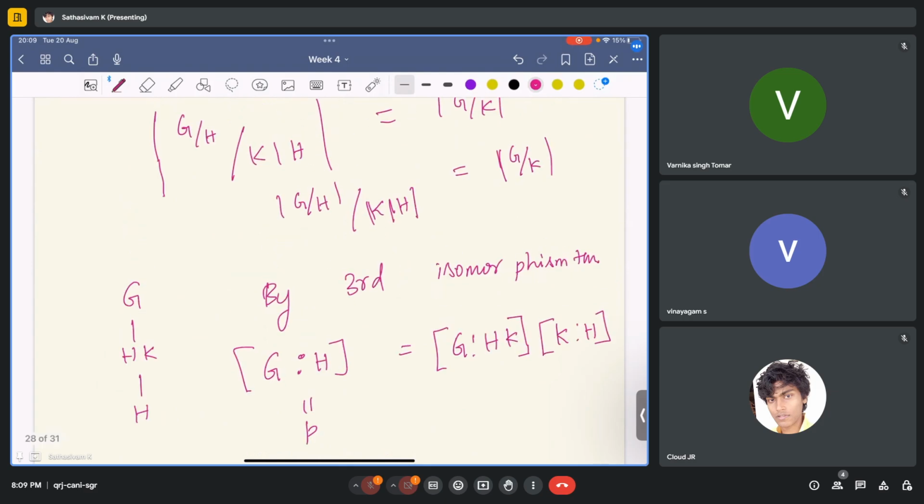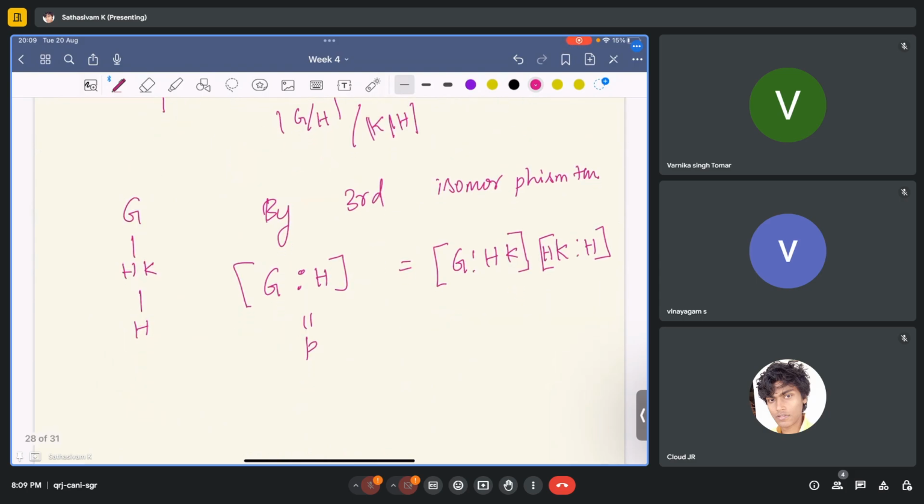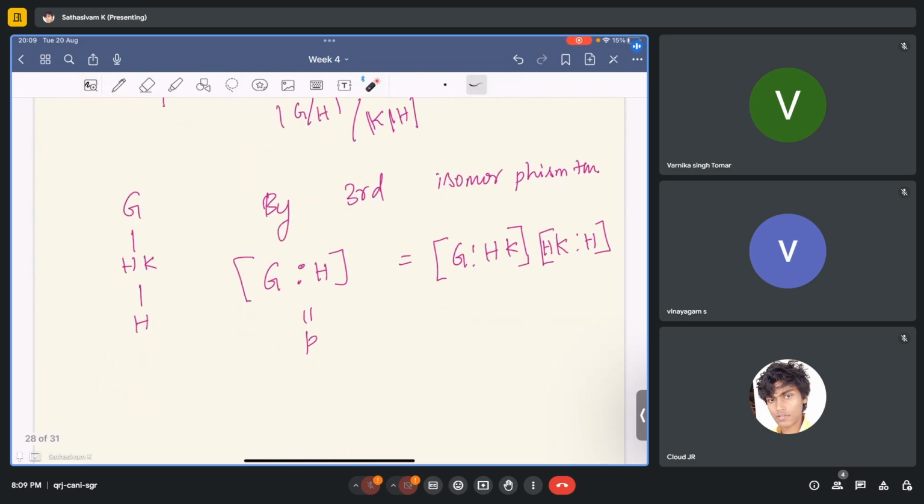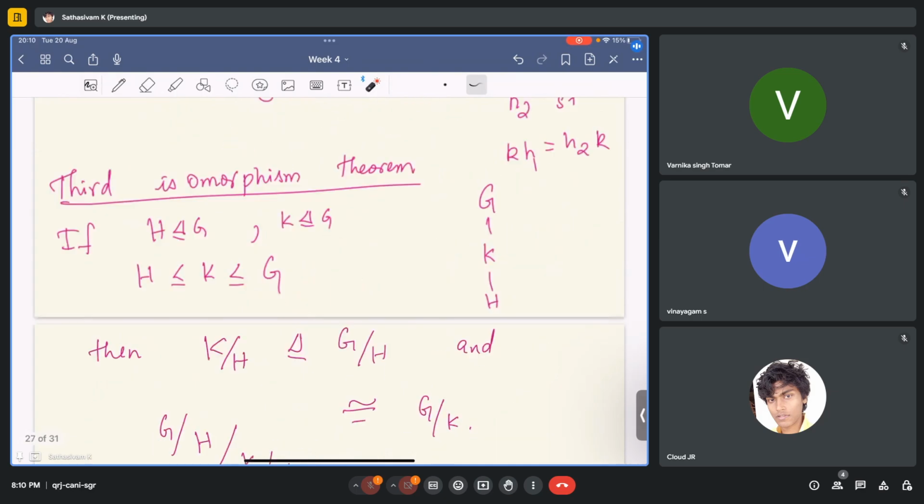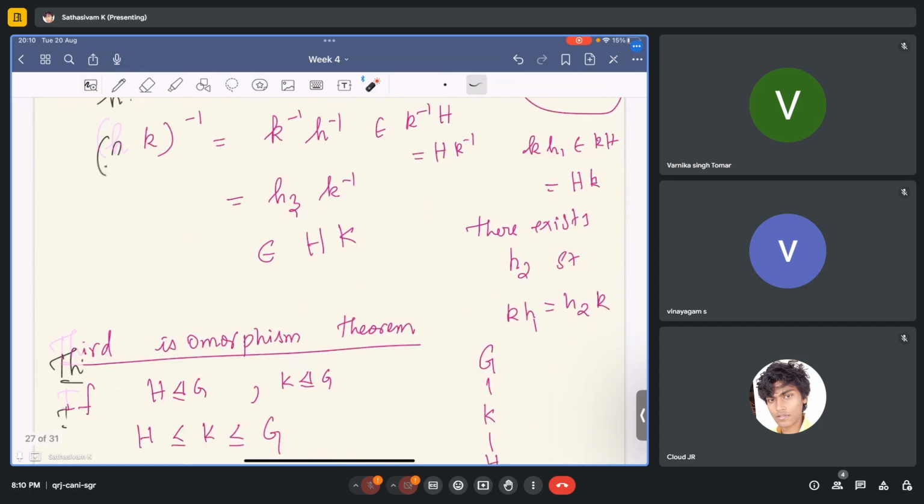G by H, K by H, no, just give me a minute. HK by K. Okay, so this is what we know. This we know as P. H is a normal subgroup of index P, so this index is P, we know. This index we don't know. But we want to prove that G equals HK.